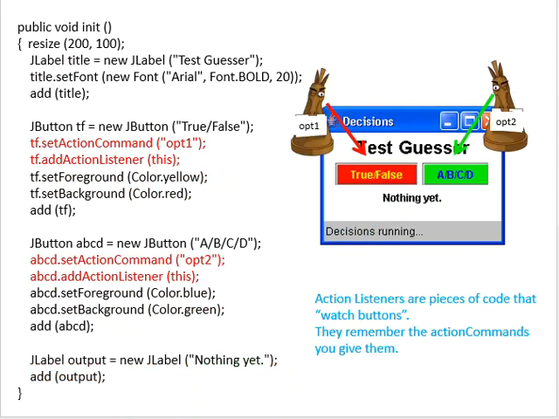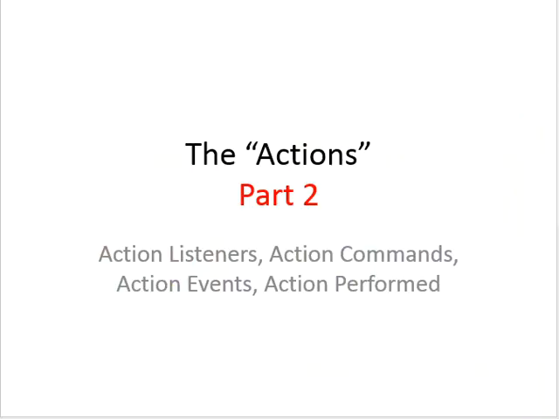So on this screen, it kind of explains Action Listeners a bit more. Action Listeners are going to be watching over the buttons. They are a piece of code, and you set them up to have an action command, option 1 and option 2 in these cases, and they remember that action command to do something later on. So they just kind of keep watching the button while you're doing stuff. So let's actually set up the code so now we can start doing it.